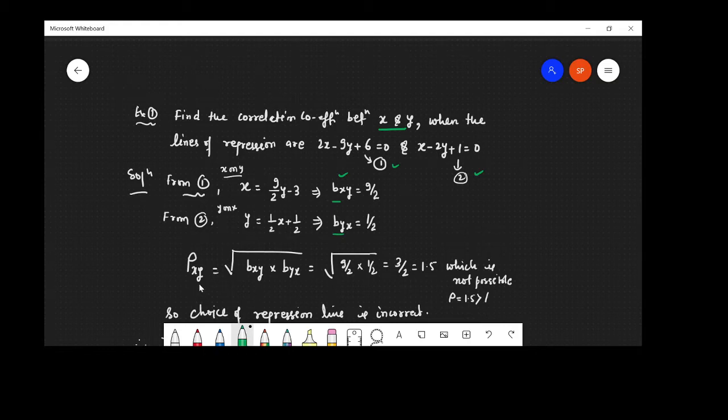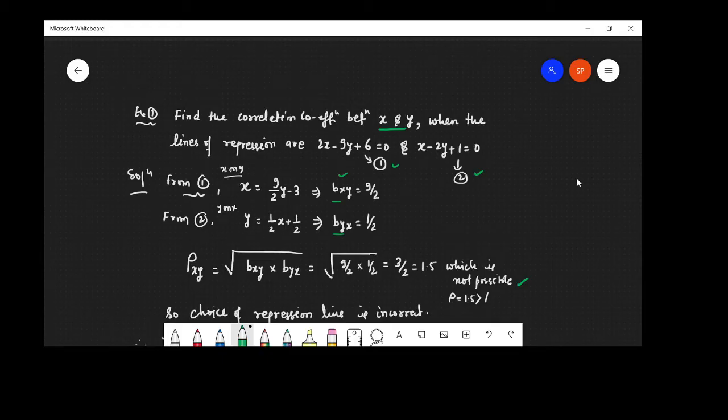So here we write the property of the regression coefficients: rho xy, the correlation coefficient, is equal to the square root of bxy into byx. Now 9 by 2 into 1 by 2 is equal to 9 by 4, whose root is 3 by 2, which is 1.5. This is not possible because the correlation coefficient always lies between minus 1 and plus 1. Here it is greater than 1, so our choice of the regression line is incorrect, which means we change the assumption.